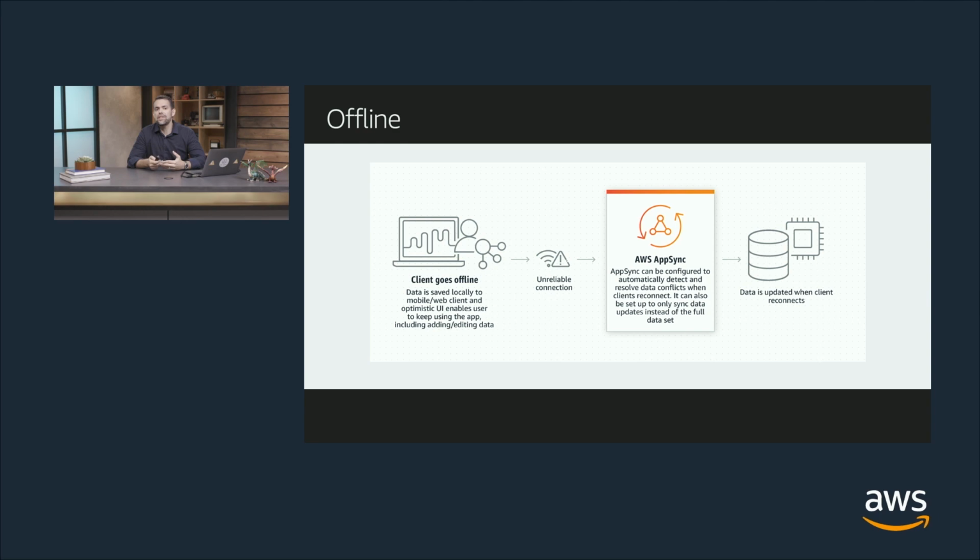AppSync also has built-in offline capabilities. If you are using a mobile app and for some reason you get to a place without coverage, such as a tunnel or a subway, the AppSync client can use optimistic UI features to enable users to keep using the app, adding and editing data. When the client gets back online, the data is automatically sent to AppSync and updates the backend data source. You can also enable Delta Sync, where only data that was changed is updated instead of the whole dataset, and configure conflict resolution strategies.